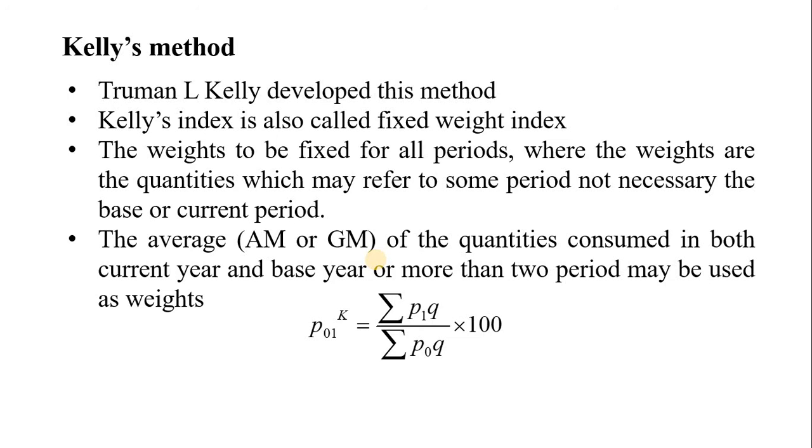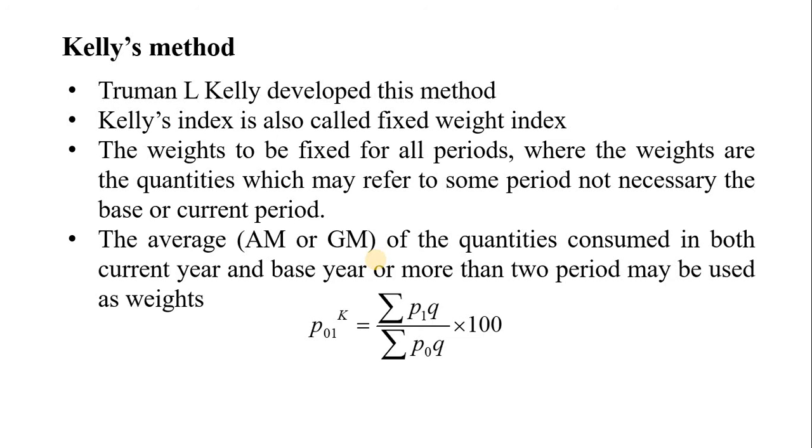Whereas Dorbish and Bowley considered the arithmetic mean of Laspeyres' and Paasche's methods as the index number. Then in the Fisher index number, they considered the geometric mean of the Laspeyres and Paasche methods.